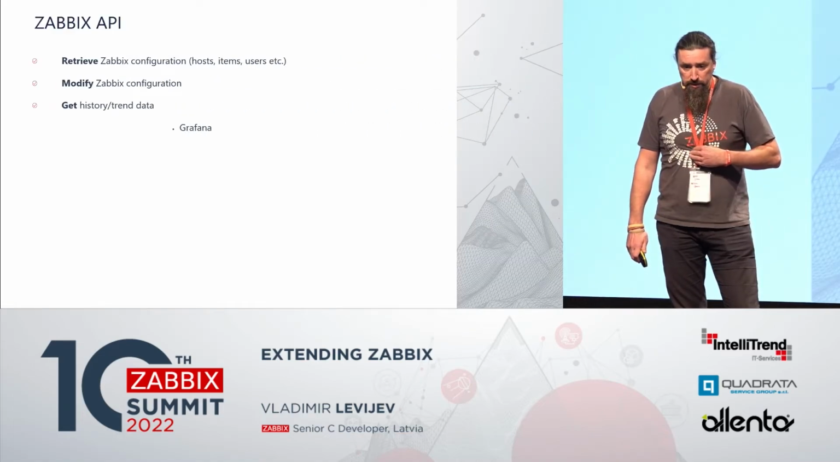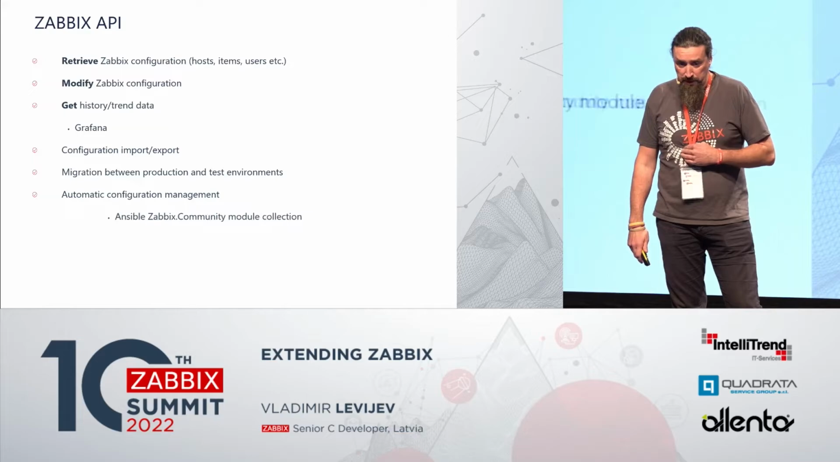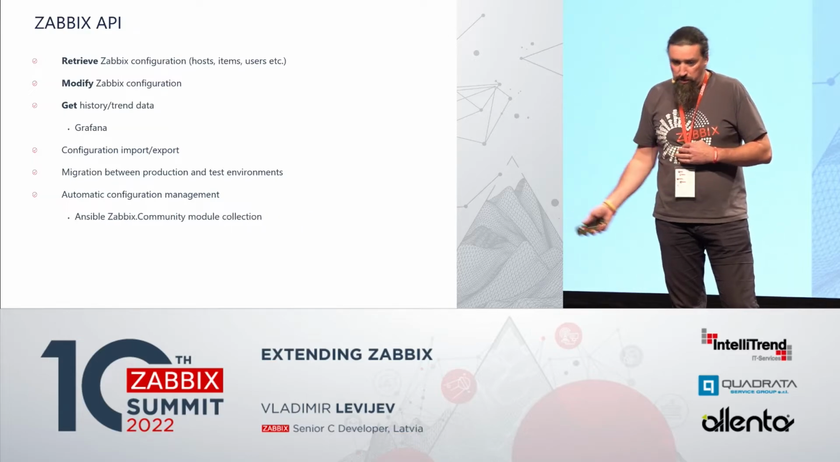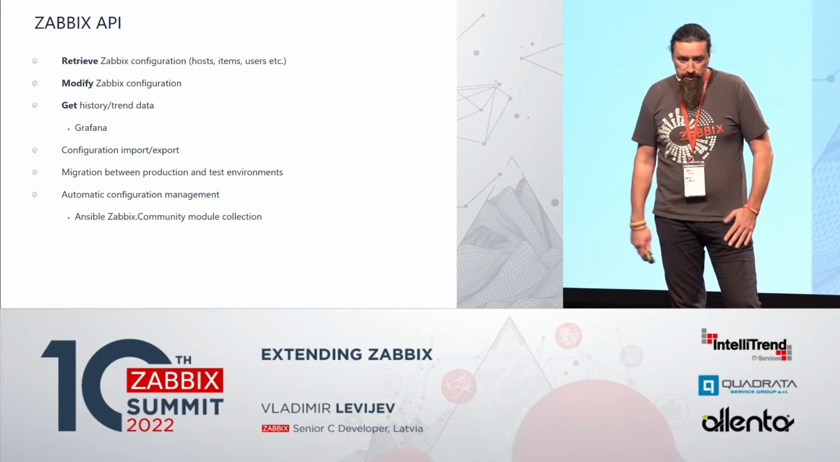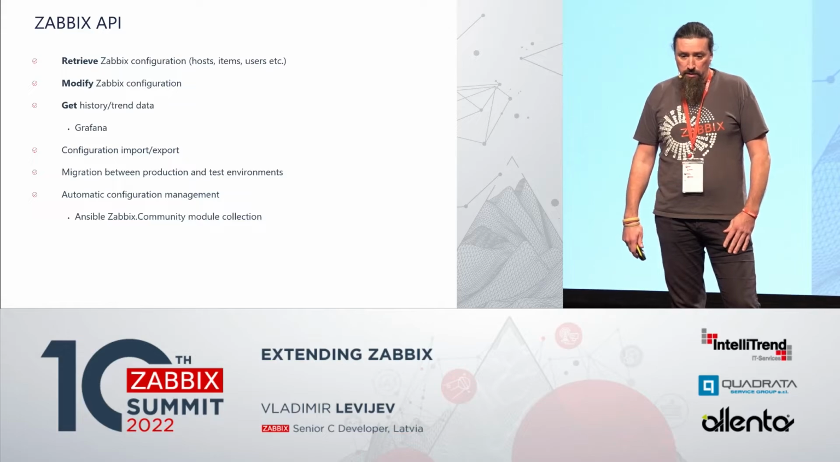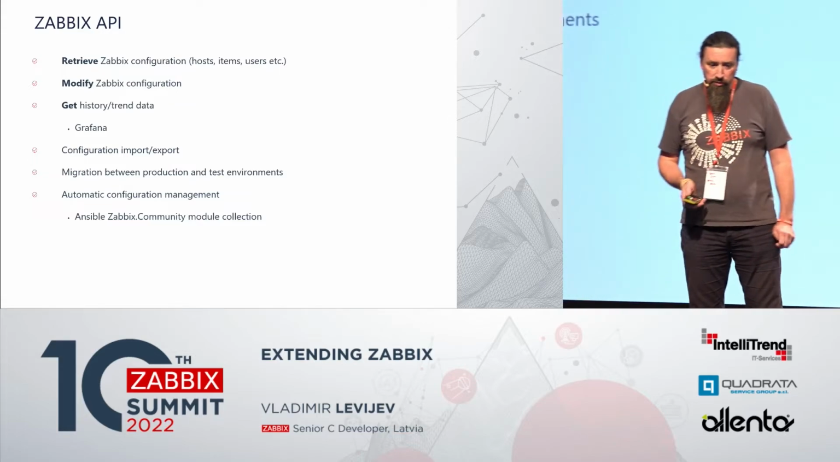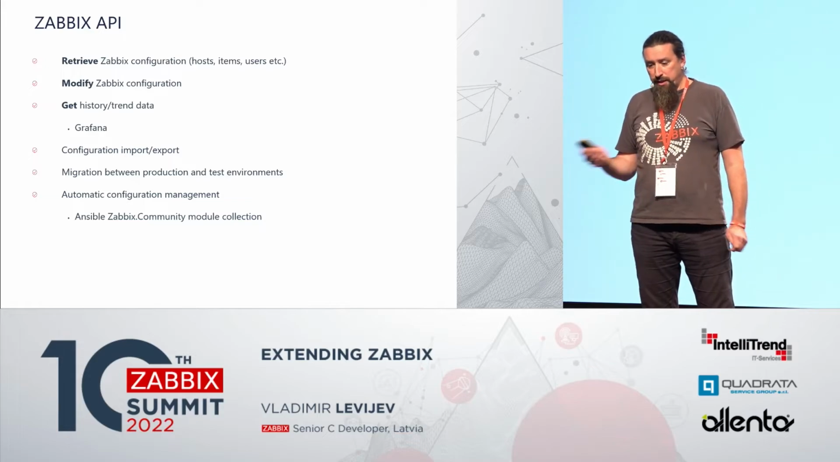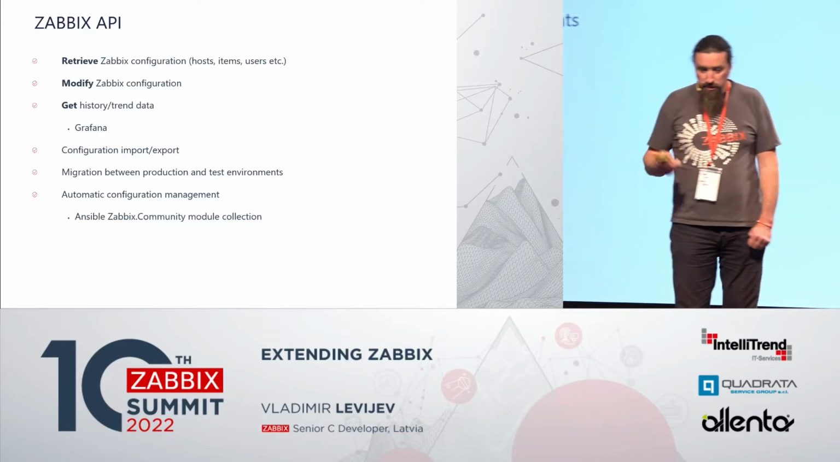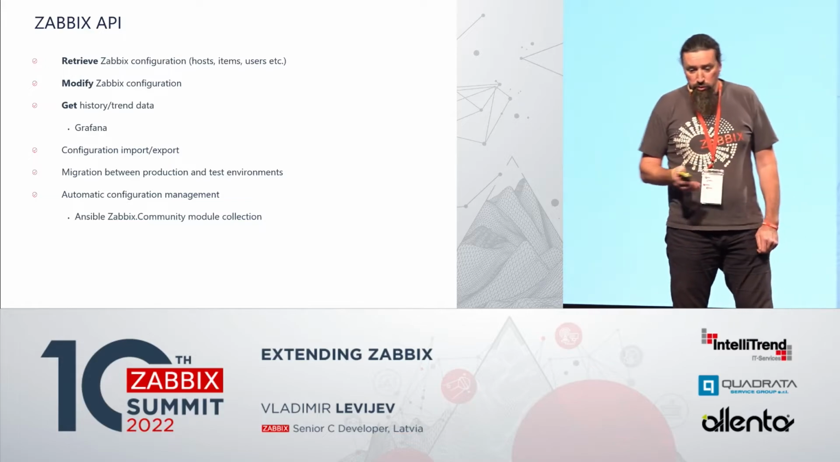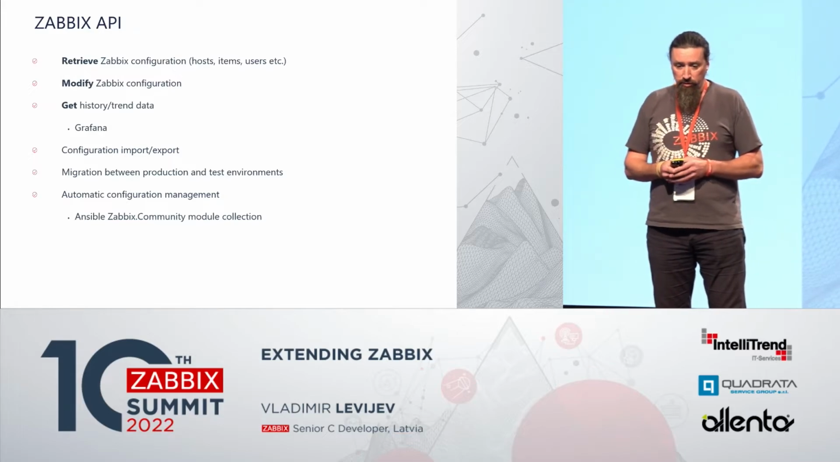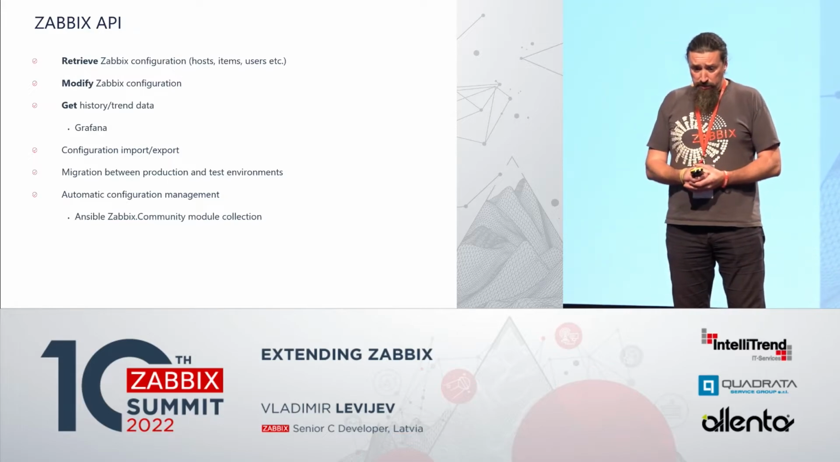Let's talk about Zabbix API for integration. That also can be used for integration with the different systems. What Zabbix API does, it retrieves configuration, it modifies configuration, gets history or trend data. For example, Grafana is using exactly that. Then you can control your configuration import export with Zabbix API.